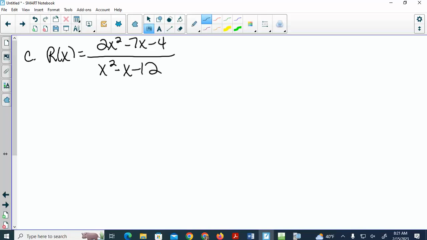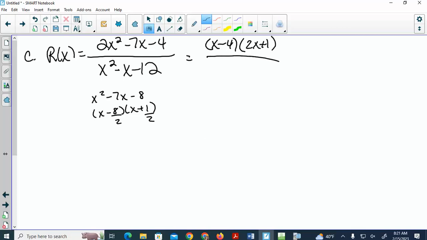All right, first step. I would tell you to factor this stuff. For the top, you would have to do slip and slide. So that's x minus 8, x plus 1 divided by 2. So we get x minus 4, 2x plus 1. The bottom, multiply to -12 and add to -1 would be minus 4 plus 3. What do we notice? x minus 4 cancels. So this simplifies to 2x plus 1 over x plus 3.